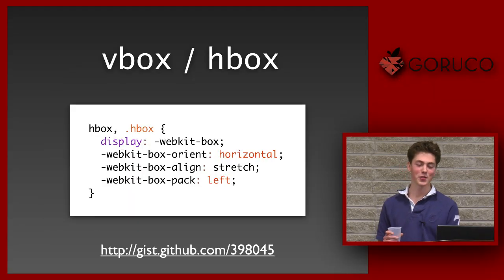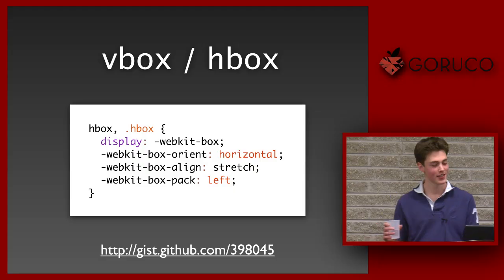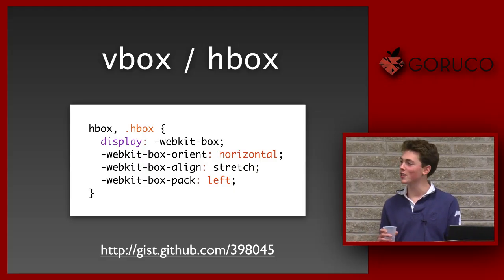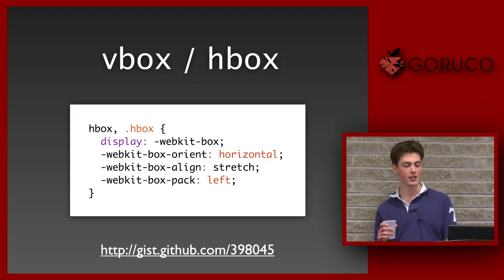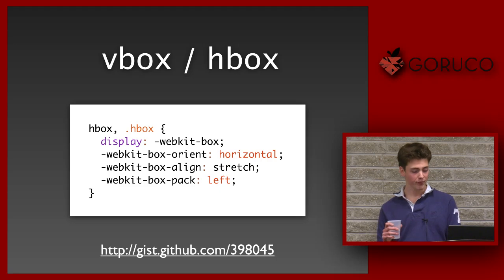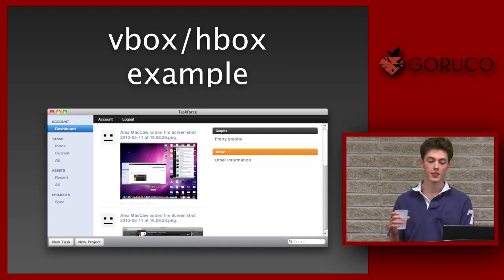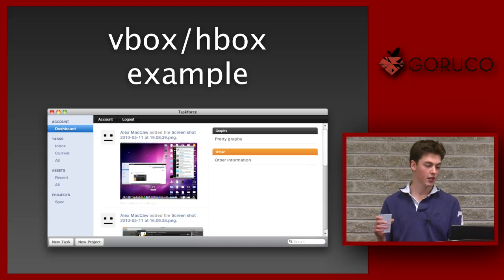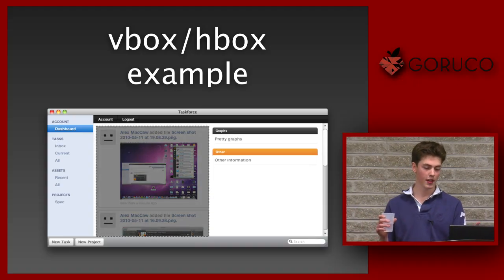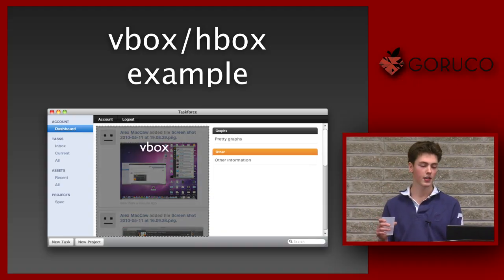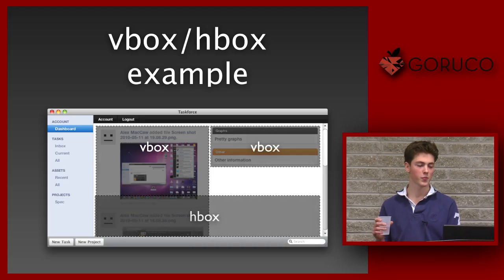Okay, VBoxes and HBoxes. I haven't seen many people talk about these. They're very useful. If any of you used Adobe Flex, they have this VBox and HBox thing. I haven't displayed all the CSS here, but if you click on that gist, you can see all of it. But here's an example of it in use. This is Task Force. You've got 2 columns. You've got a VBox there, all the contents displayed vertically. You've got another VBox, and then you've got an HBox. The 2 VBoxes are inside.